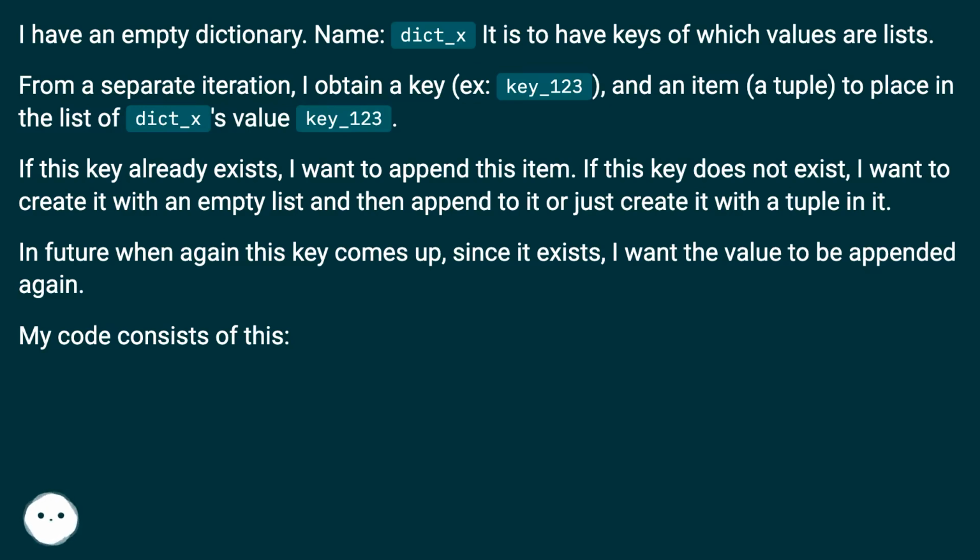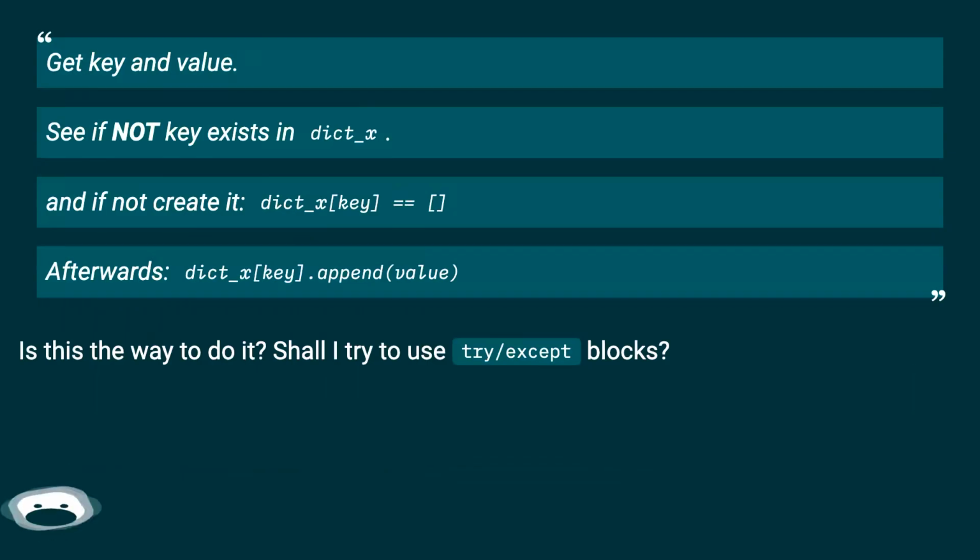My code consists of this. Get key and value. See if not key exists in dict_x, and if not, create it: dict_x[key] equals an empty list. Afterwards, dict_x[key].append(value). Is this the way to do it? Shall I try to use try, except blocks?